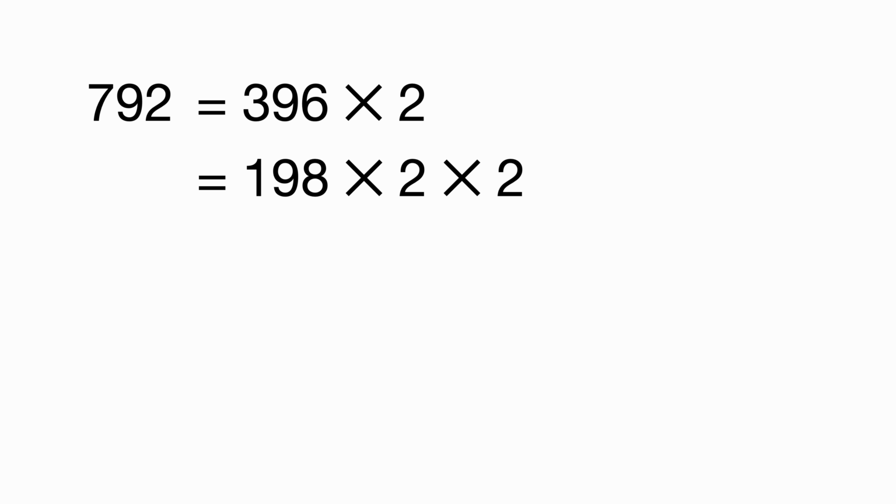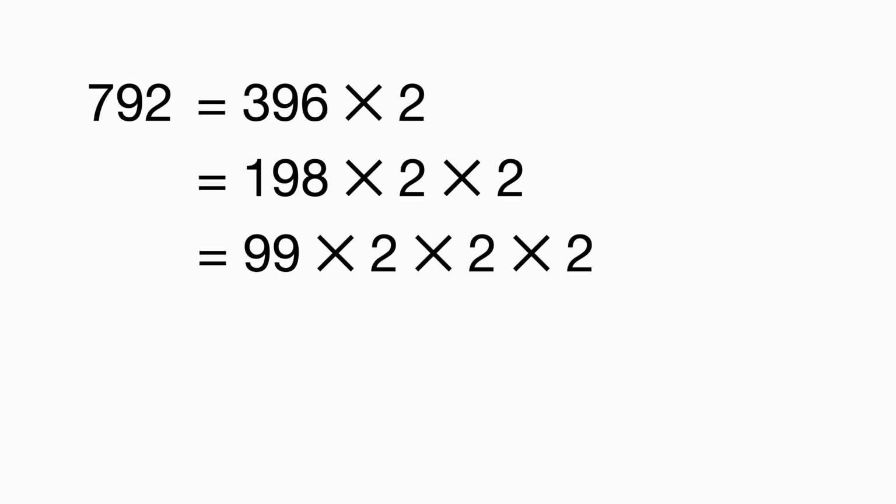First, let's take a look at the number 792. How could we break this up into a product of numbers? Well, 792 is divisible by 2, since the last digit is even. And if we divide 792 by 2, we get 396. 396 is divisible by 2, and if we divide that by 2, we get 198. And 198 is divisible by 2, and dividing 198 by 2 gives 99. Now, 99 isn't divisible by 2 anymore, so we can write 792 as 99 times 2 times 2 times 2.